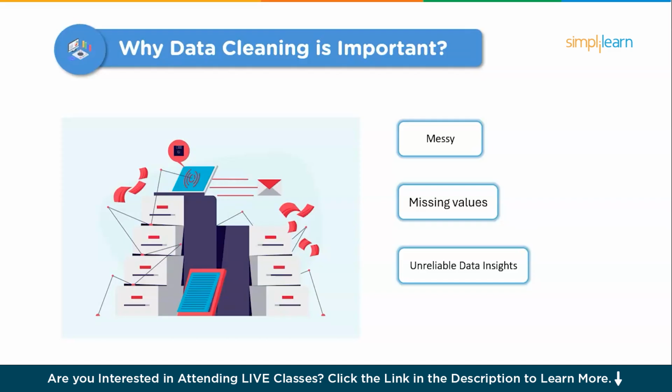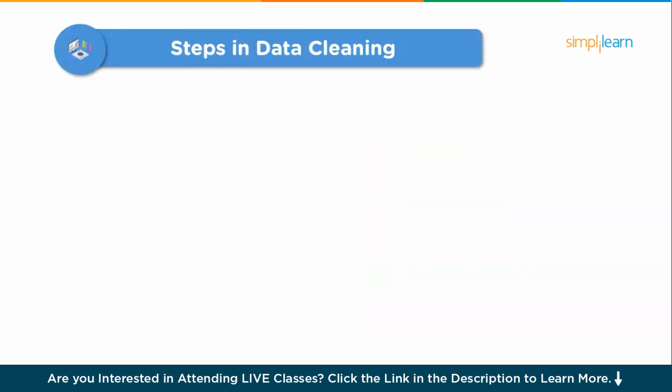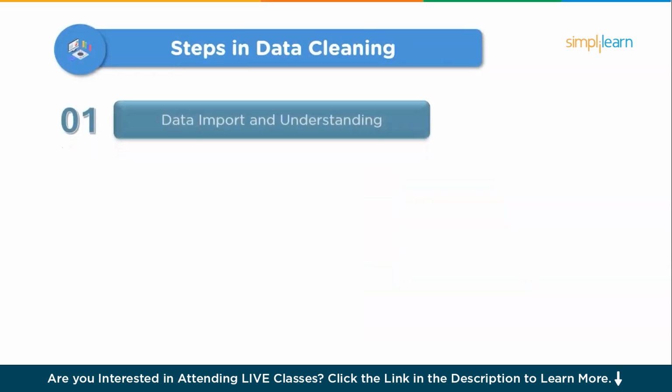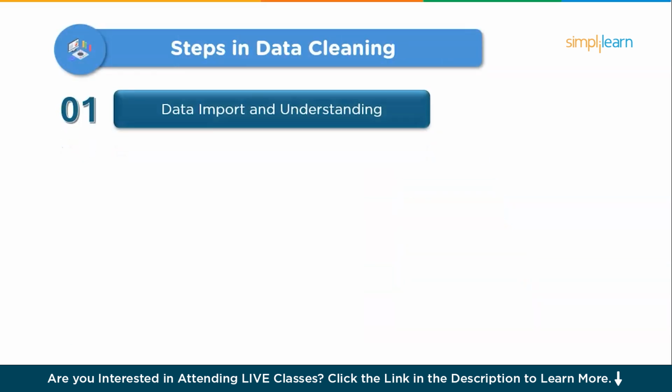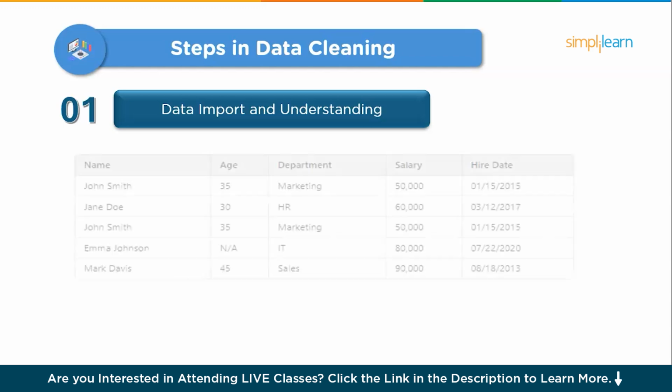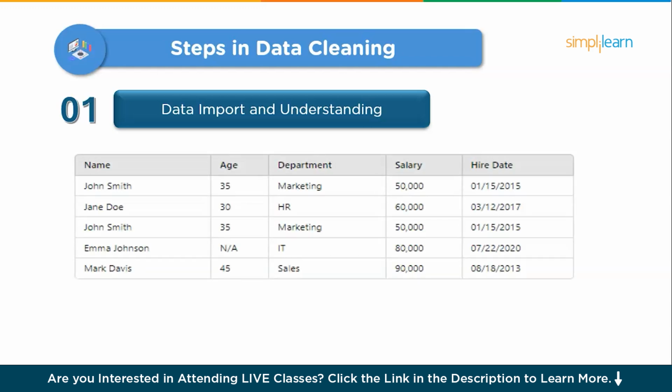Let's now move on to the various steps involved in data cleaning. Step number 1 is data import and understanding. This step involves loading your raw data into a tool like Excel, Python, or R and getting a general sense of what's inside the dataset. For example, taking this table, you notice the following issues. The data for the age of one employee is missing. Duplicate entries for John Smith.